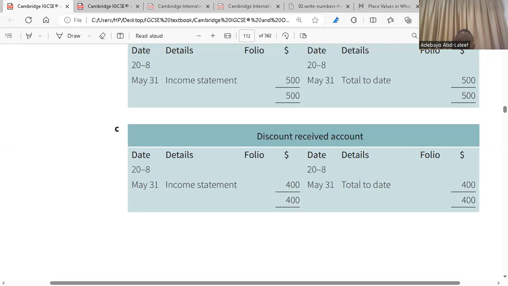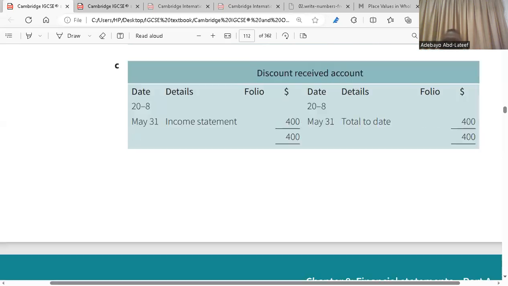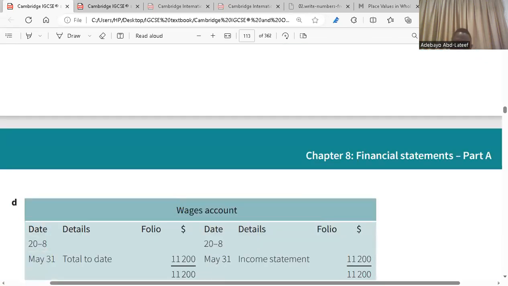Normally on the statement of profit and loss, you have your discount received on the credit side. Yes or no? Yes. So because you have it on the credit side, it will be on the debit side in your nominal ledger. Yes, I get it. Do you get it? It's the opposite. Then we don't have discount allowed anyway.